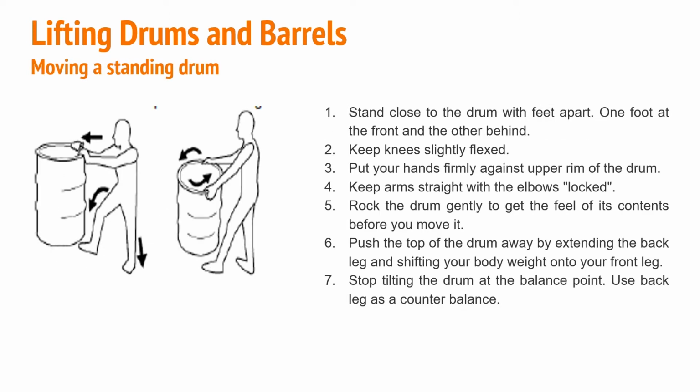In moving a standing drum, these are the steps to follow. First, stand close to the drum with feet apart, one foot at the front and the other behind. Keep knees slightly flexed. Put your hands firmly against the upper rim of the drum. Keep arms straight with the elbows locked. Rock the drum gently to get the feel of its content before moving it. Push the top of the drum away by extending the back leg and shifting your body weight onto your front leg. Stop tilting the drum at the balance point. Use the back leg as a counterbalance.